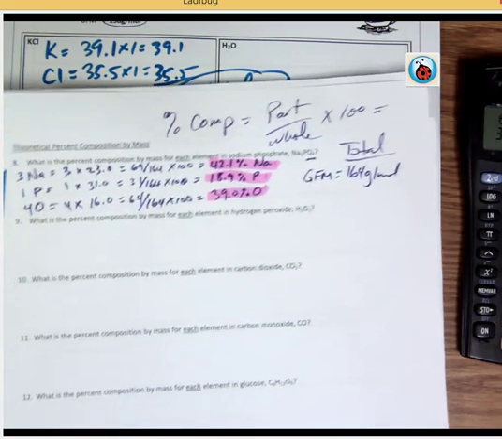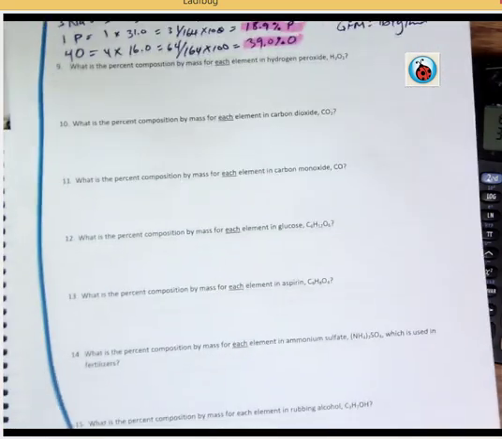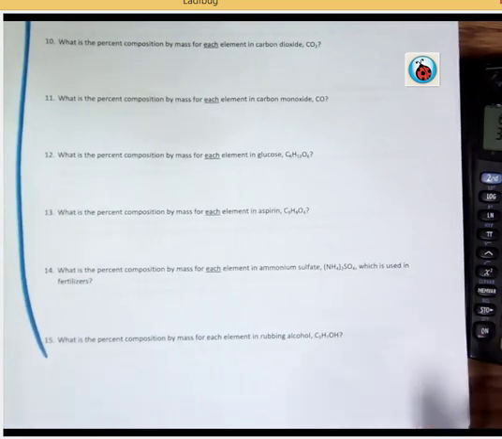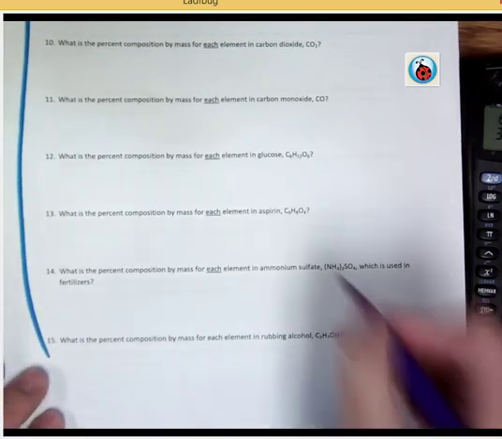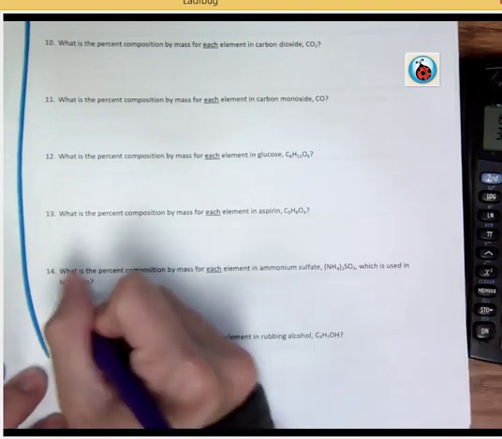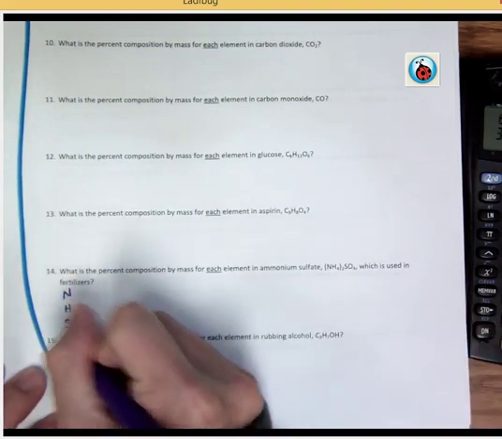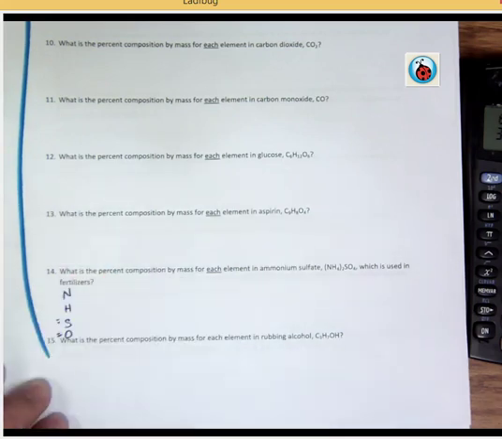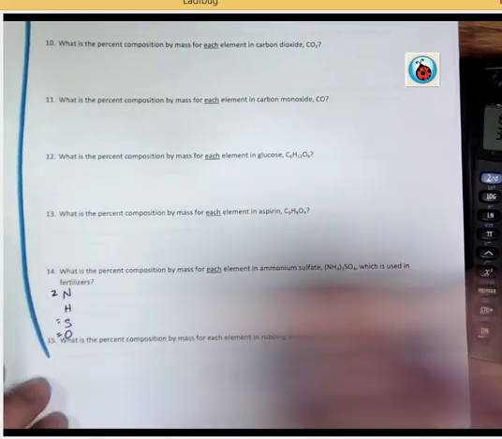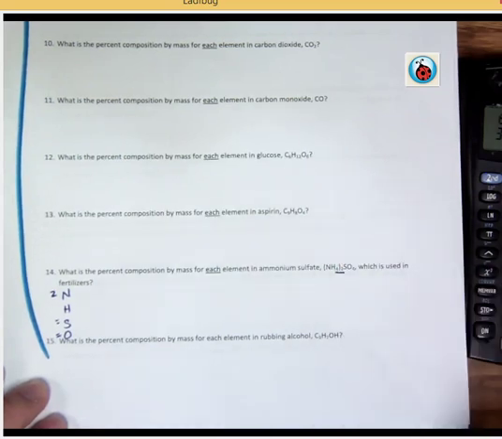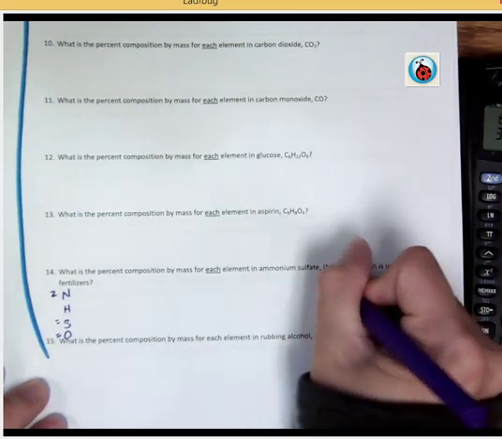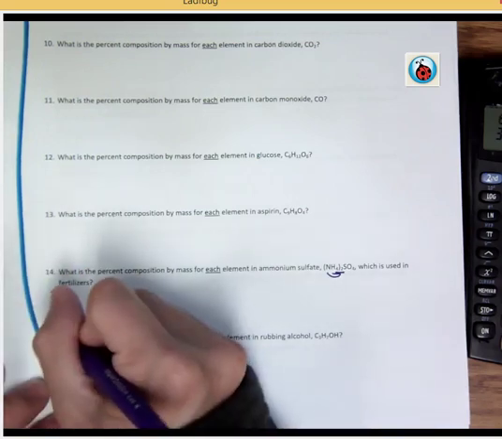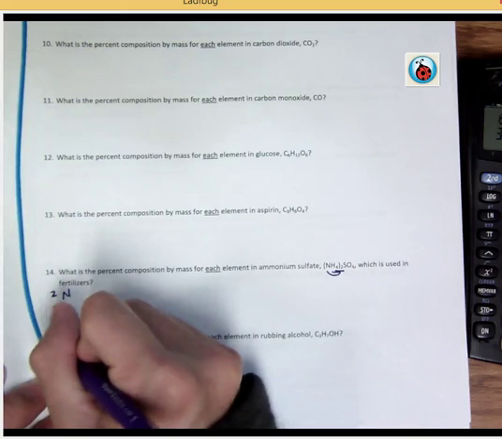Okay? Let's move down to one that's a little different, number 14. I'll do one more with you here, or start with one. So we count. We have N, H, S, and O, 4 elements there. Quite a bit. So 2 N's. Remember, there's 2 outside right here. You've got to multiply them through to both of them inside. 2 N's and 8 H's, 1 S and 4 O.